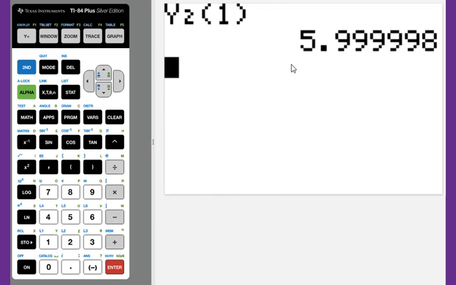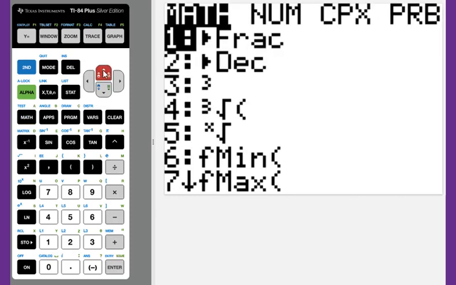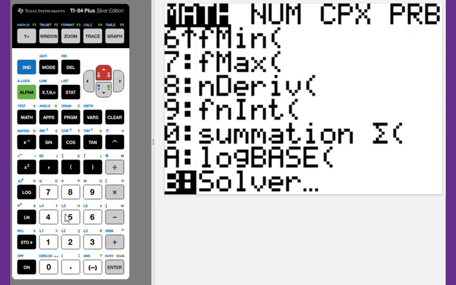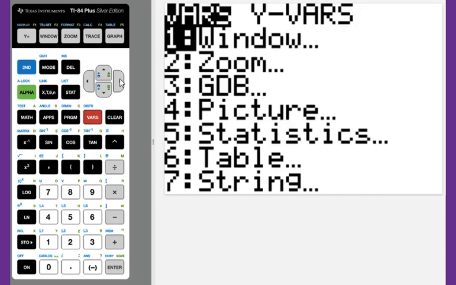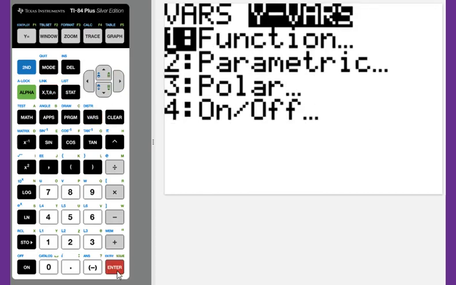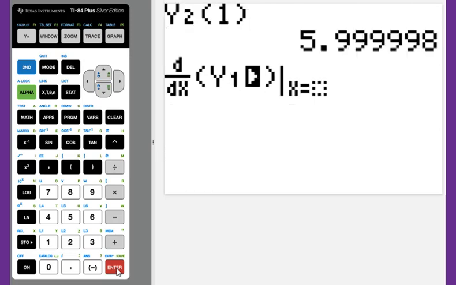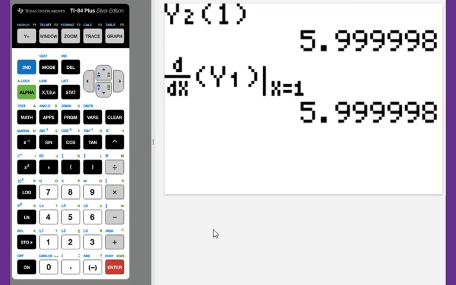Another way to do this is math. We get the derivative, that's 8. Then this time, you need to put y1 because we put the original function into y1. Then put over here x equals 1. You will get the same answer. It's really up to you which one you want to use.